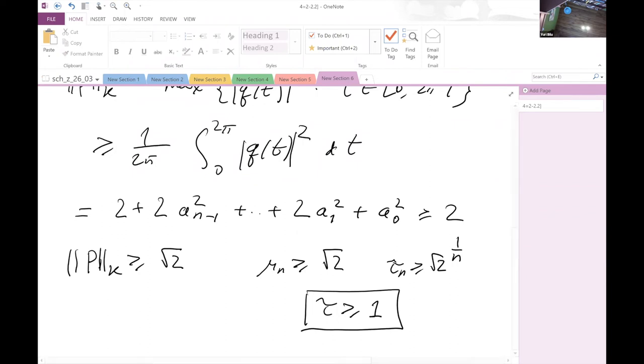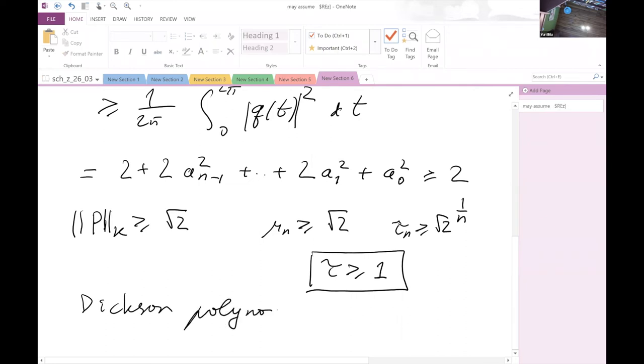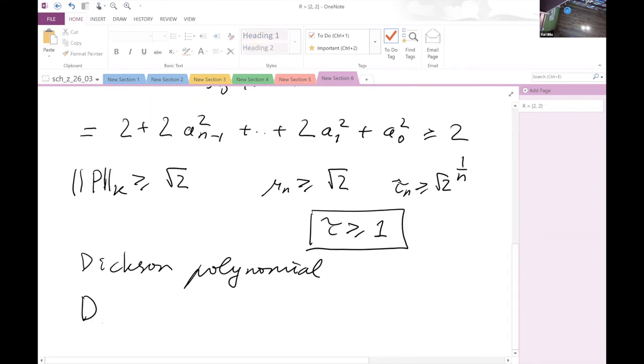Now, to show that it is exactly 1, one may want to use classical Chebyshev polynomials. I prefer to use some renormalization of Chebyshev polynomials, like Dickson polynomials. What is a Dickson polynomial? It is the polynomial defined by D_n of 2 cosine t equals 2 cosine nt. It is known that there is such a polynomial.